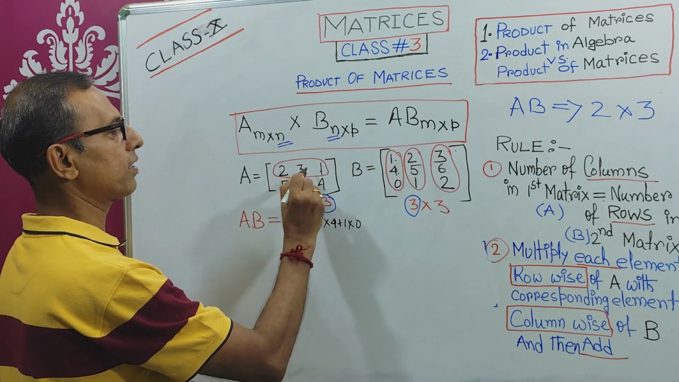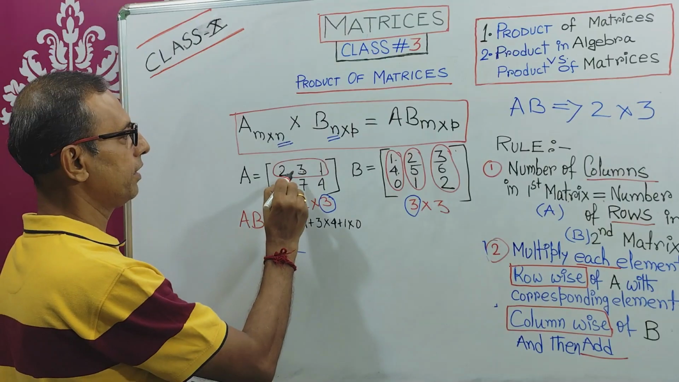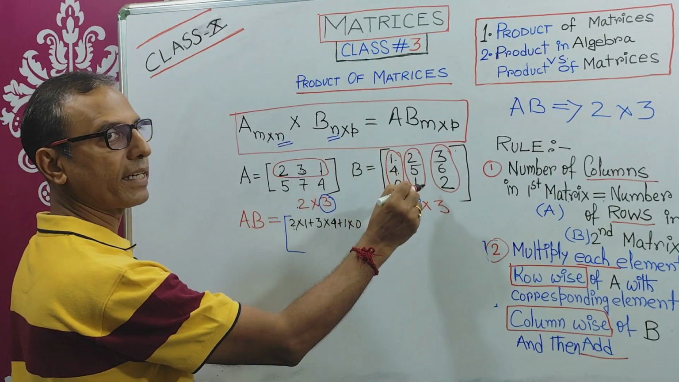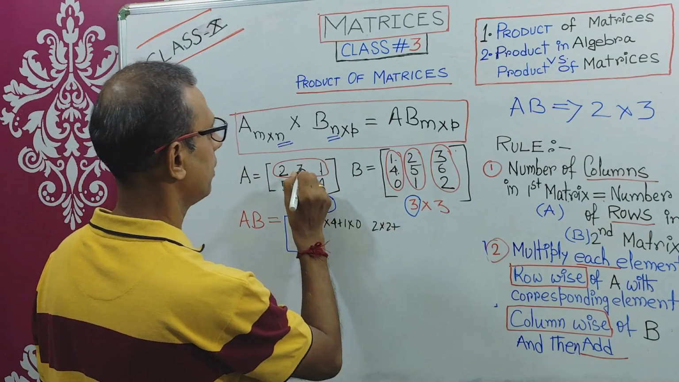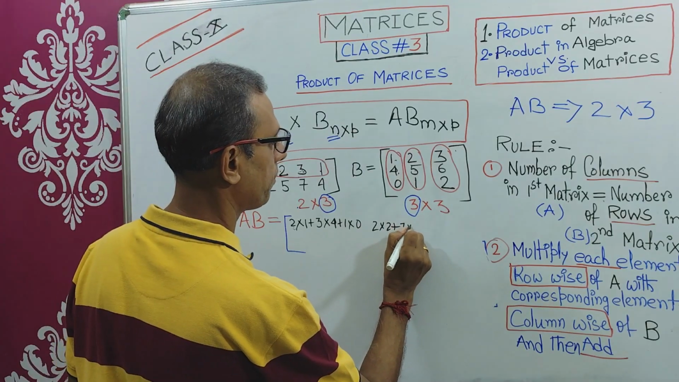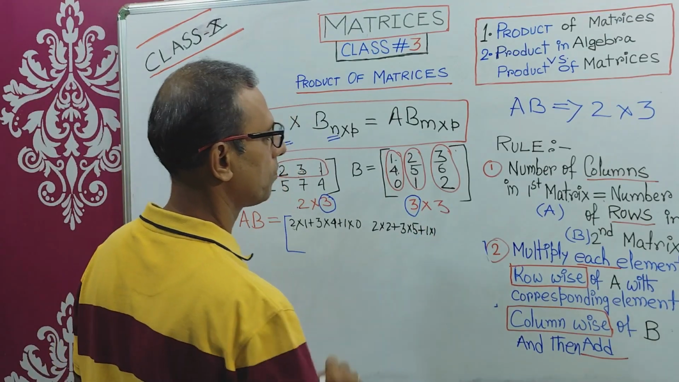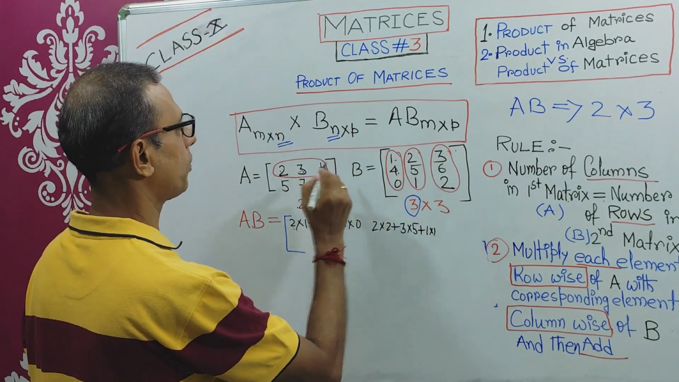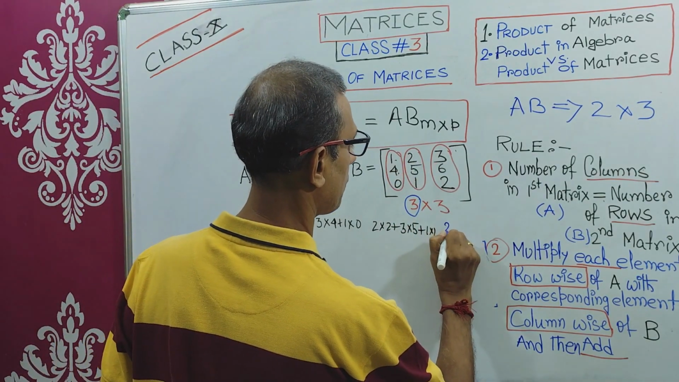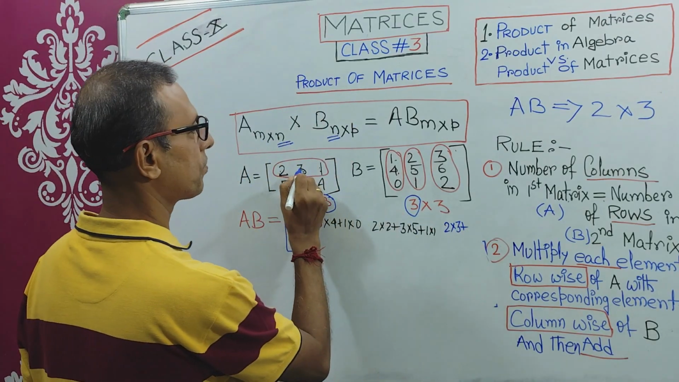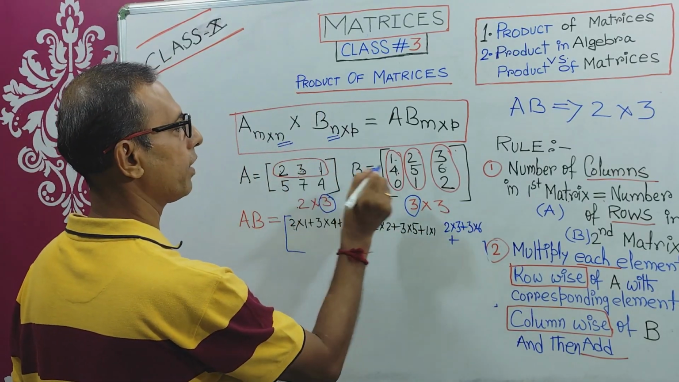Then second one. So first row with the first column. Each of the corresponding elements I have multiplied. Then I will multiply first row with the second column similarly. So 2 into 2 plus 3 into 5 plus 1 into 1. What is the next one? Next one will be 2 into 3 plus 3 into 6 plus 1 into 2.